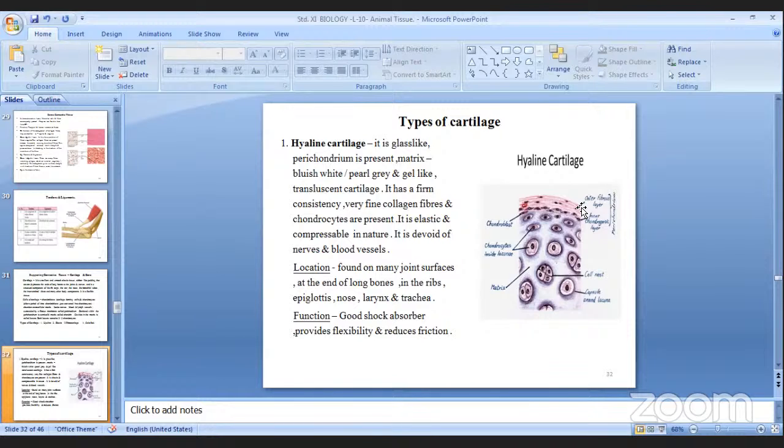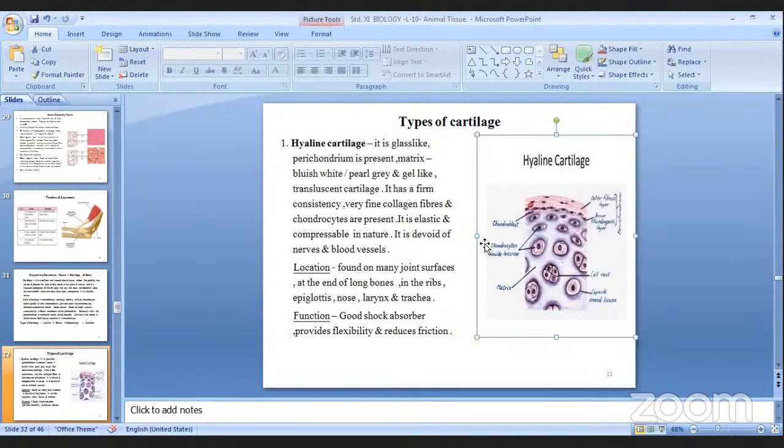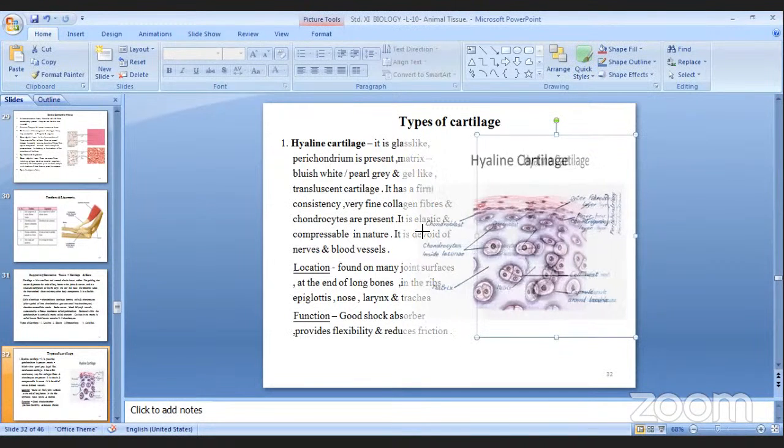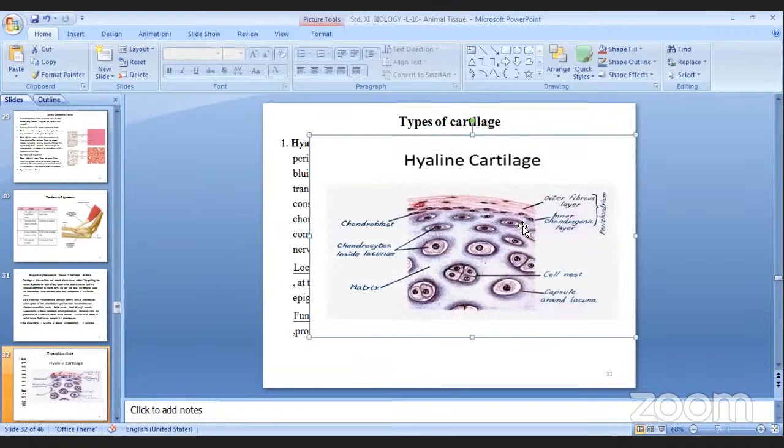So this is the diagram of hyaline cartilage. I will enlarge it a little so that you can see it more clearly. You can see that this is the perichondrium. These are the chondroblast cells. They mature and form chondrocyte cells. Chondrocytes are present inside the cavities. Cavities are known as lacunae, clear? And this whole ground substance is known as the matrix.